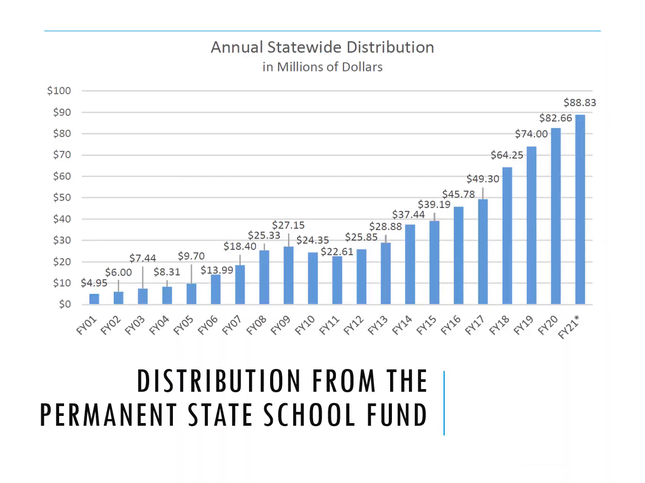The distribution from the Permanent State School Fund has increased. The Permanent State School Fund is the repository of all funds earned on school trust lands, minus management expenses. The Permanent State School Fund is currently $2.4 billion, and the distribution from the fund has increased from $4.95 million 20 years ago to $88.83 million next year.